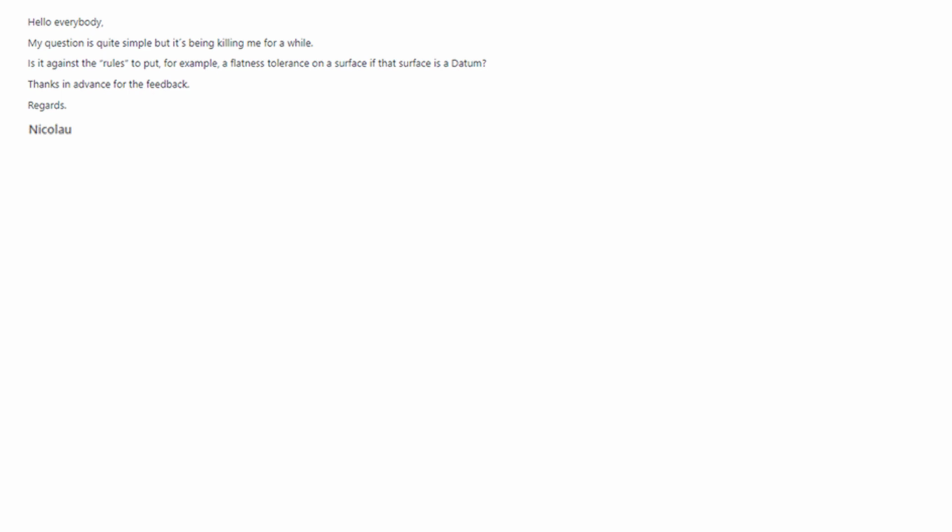Because some people confuse how datums are used, especially when it comes to flatness. We know we're not supposed to reference datums with flatness. However, in truth, yes, you can put a flatness tolerance on a surface that is a datum. In fact, this is quite common. So let's show you a real example where this takes place.